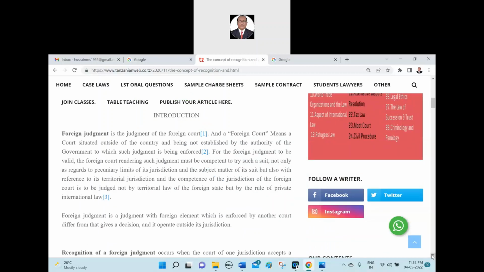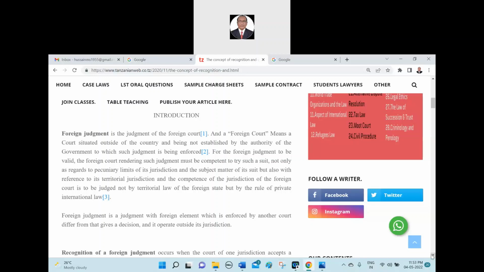So, a foreign court means a court situated outside the country and not established by the authority of the government in which a judgment is being enforced. Suppose in Tanzania they want to enforce a foreign judgment; the judgment of the other country's court is nothing but a foreign court judgment. For the foreign judgment to be valid, what conditions are there?